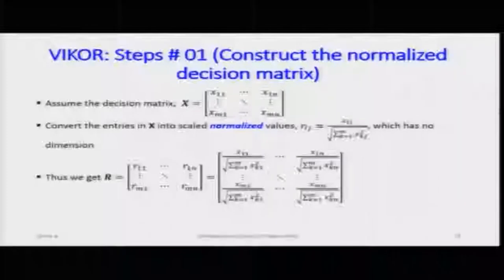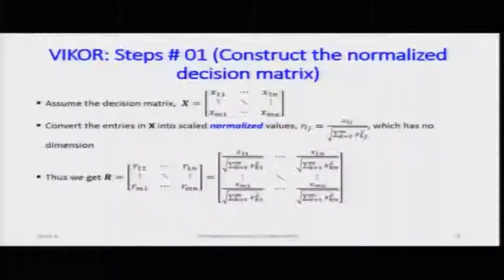So, assume you will construct the normalized decision matrix. Assume the decision matrix is X, and the size is m cross n. This is the same thing I have been repeating time and again, but I will still do it, without being too repetitive, in order to make you understand that you are trying to compare and find the overall priority weights or priority values for each and every criterion and each and every alternative. So, the size, as I said, is m cross n.